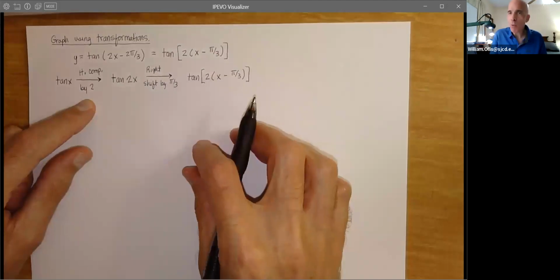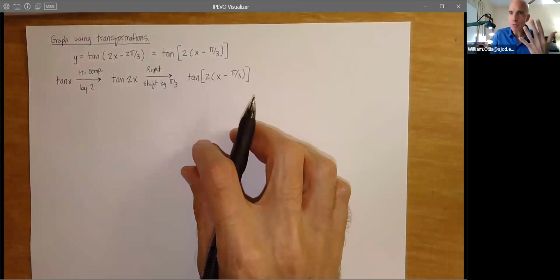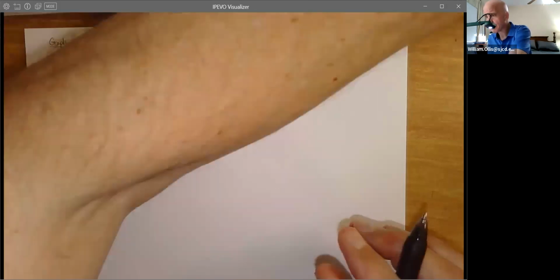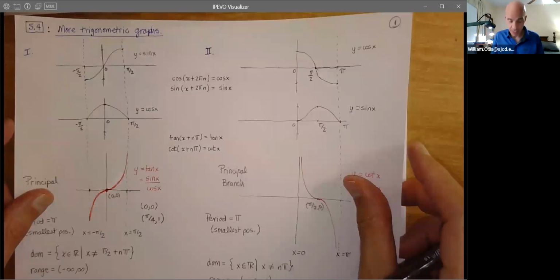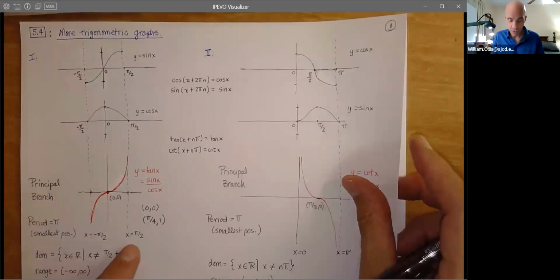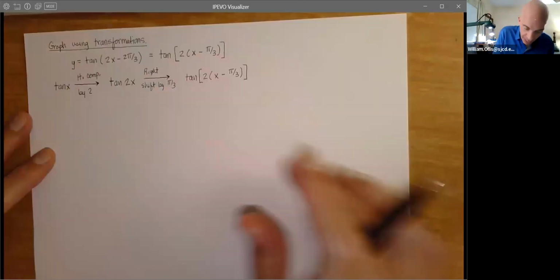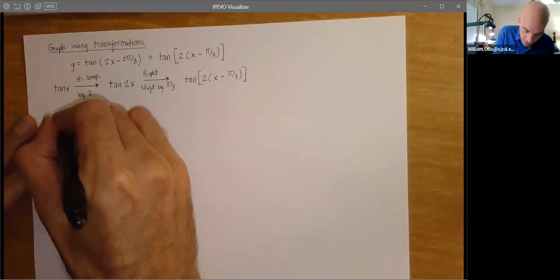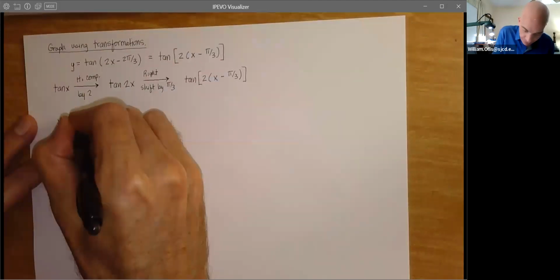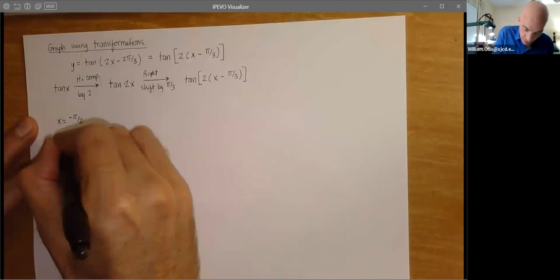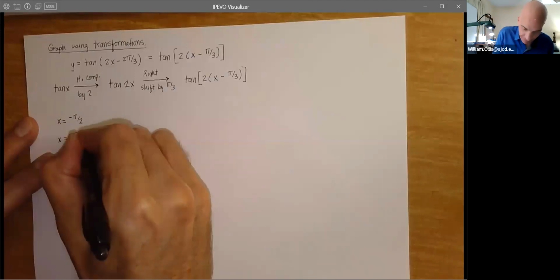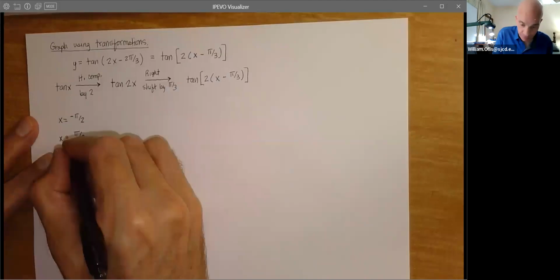So just like we had before, if we were doing sine or cosine, we'd look at those five principal points and see what happened to them. Now, when we think about this, we don't have a negative on the outside, so we can just look at what happens to these two asymptotes and this point. So now we have x equals negative pi over 2, and then we have x equals pi over 2, and then of course we have the point 0, 0.